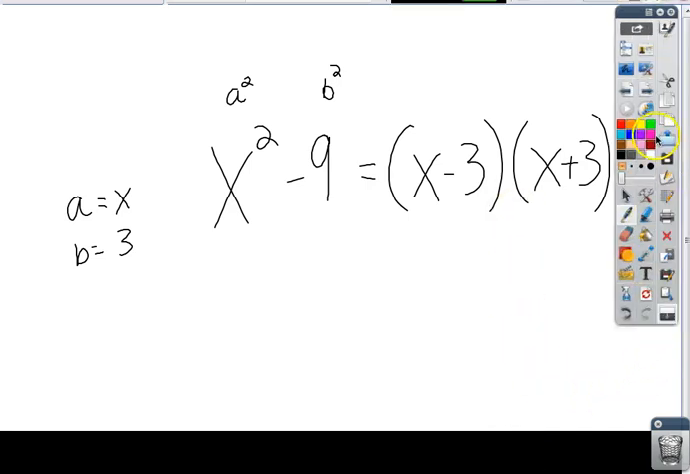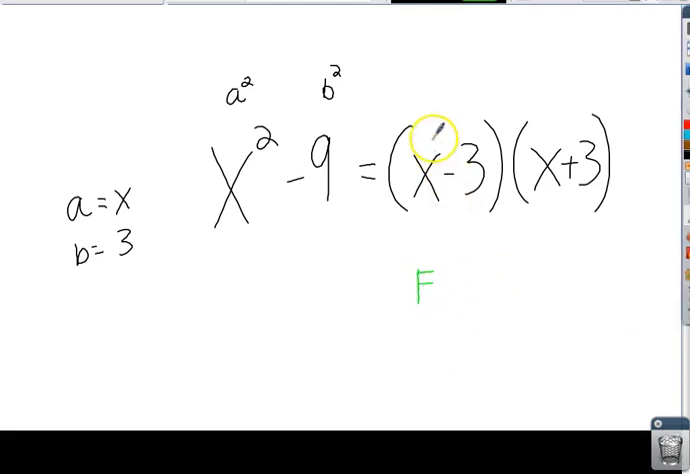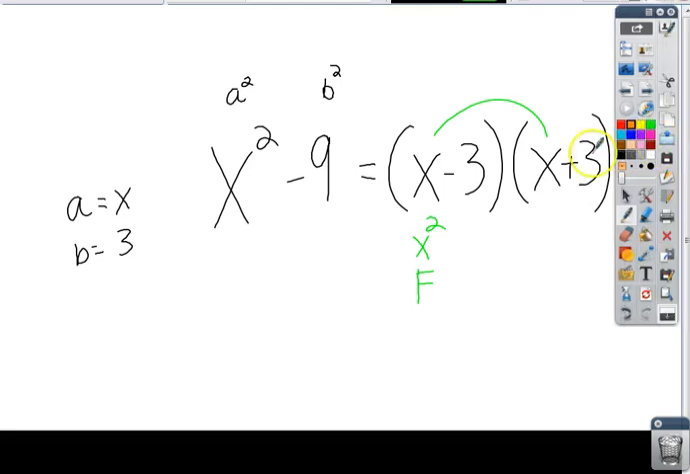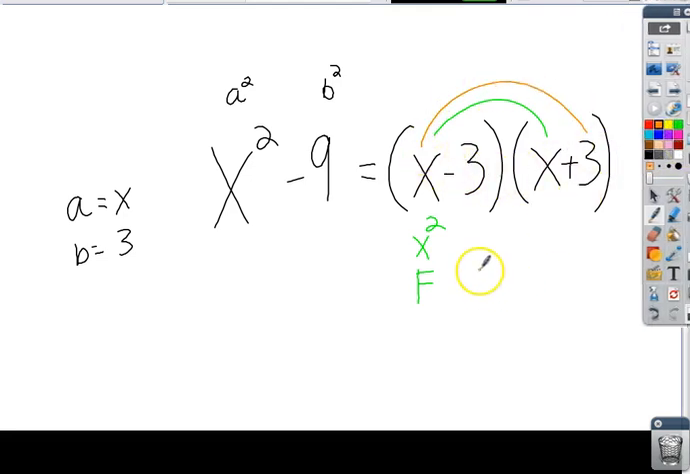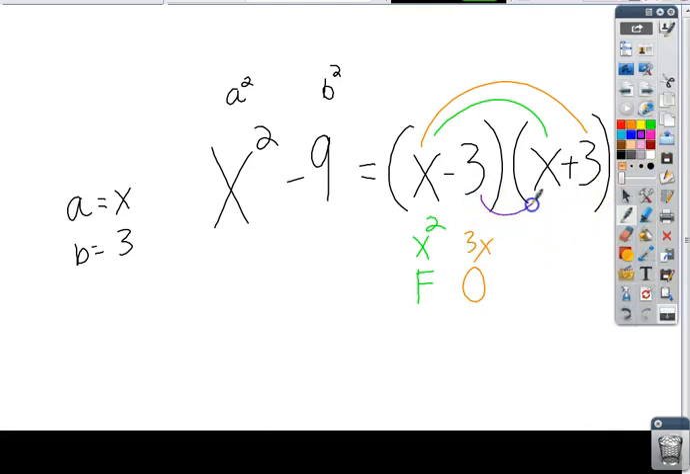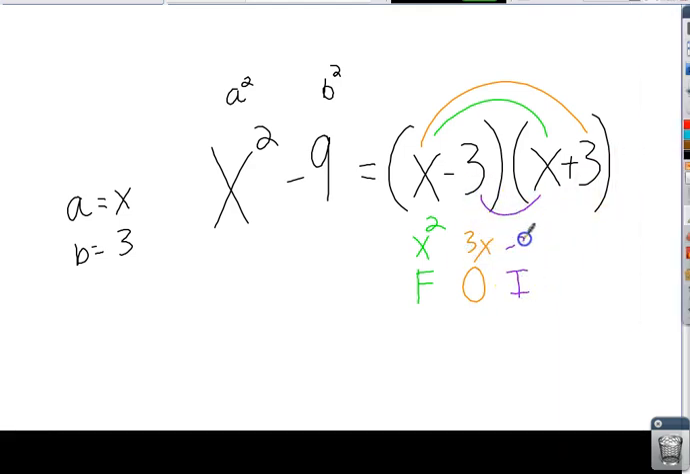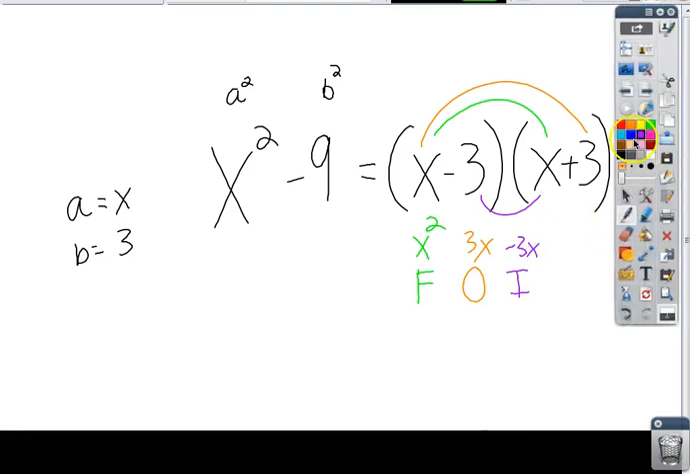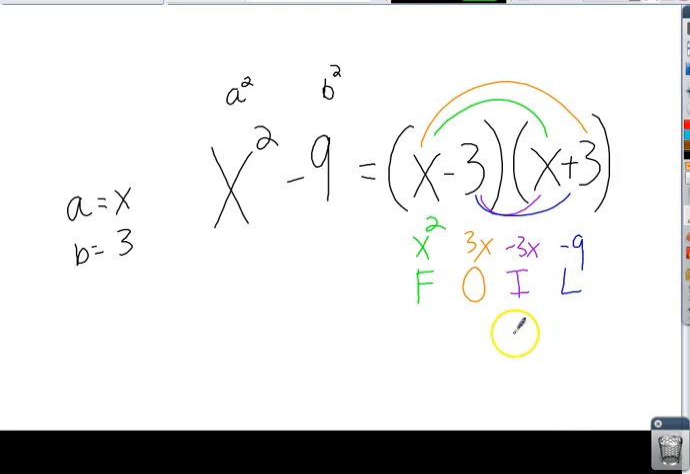If you're concerned about doing this right, FOIL it out. First, x squared, outside, 3x, inside, negative 3x, and lastly, negative 9. The gooey nougaty center of FOIL goes away, and I'm left with x squared minus 9.